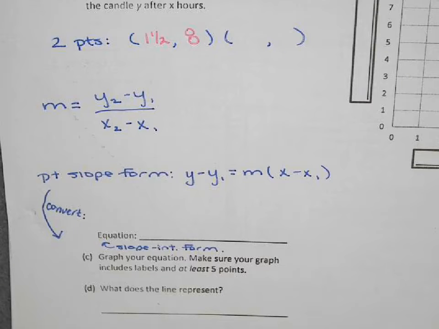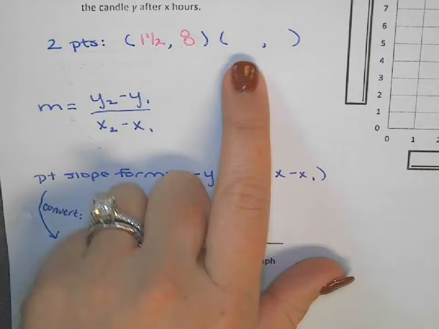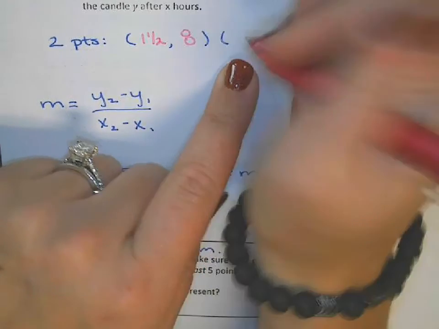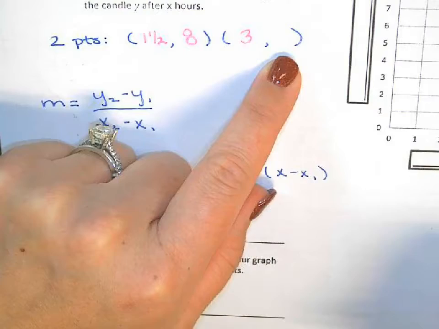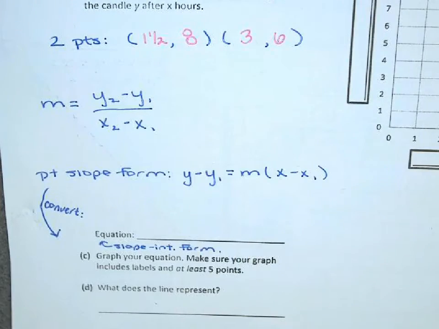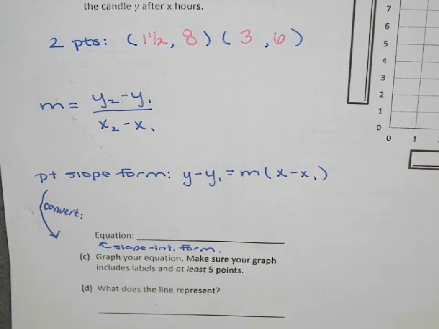3 and 6. Which one goes with x and which one goes with y? X is time, so which one of those is time, the 3 or the 6? The 3. The 3 hours is your time. Y is your height, so 6 inches tall is the height. So here we have 2 points.